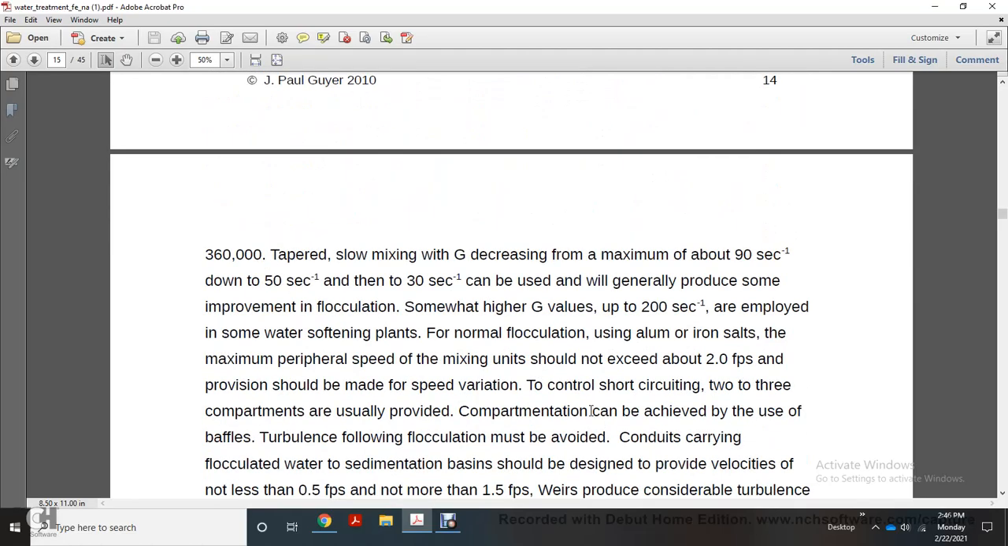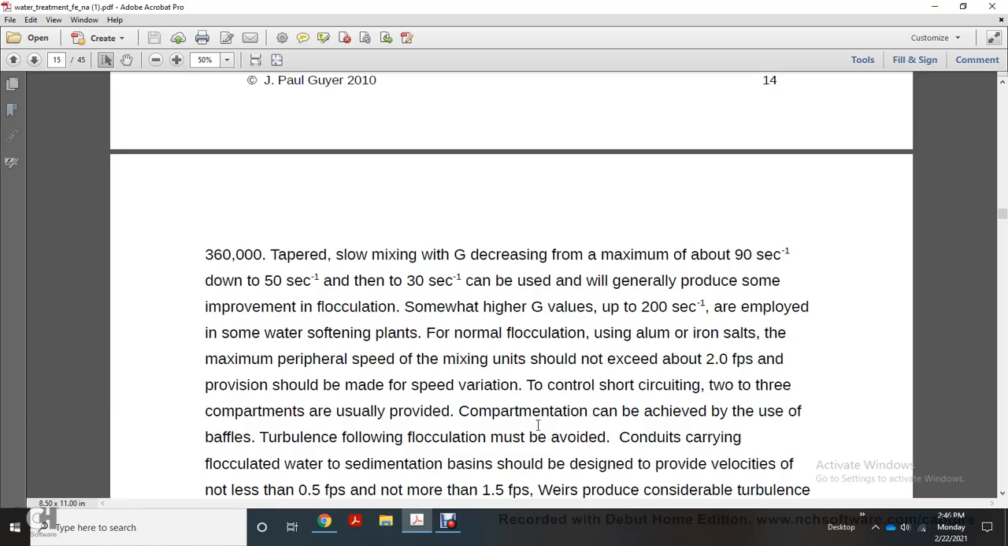Tapered slow mixing, with the G decreasing from a maximum of about 90 seconds to the negative 1 down to 50 seconds to the negative 1 or 30 seconds to the negative 1, can be used and generally produces some improvement in flocculation. Some higher G values of 200 seconds to the negative 1 are employed in some water softening plants.